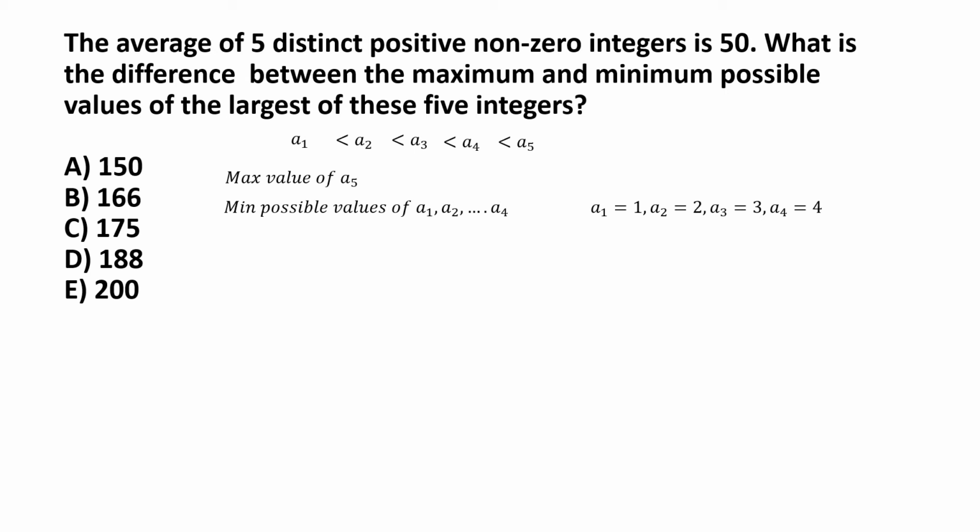And once we do that, remember their average still has to be 50, right? So we can take their sum, and this is the situation when a5 will get the max possible value. So 1 plus 2 plus 3 plus 4 plus whatever the max value of a5 is, divided by 5, still has to be 50, because the average of these numbers is 50. And then we just solve for the max possible value of a5. So we have 10 plus max possible a5 comes to 250, and from this we get the max possible value of a5 as 240.